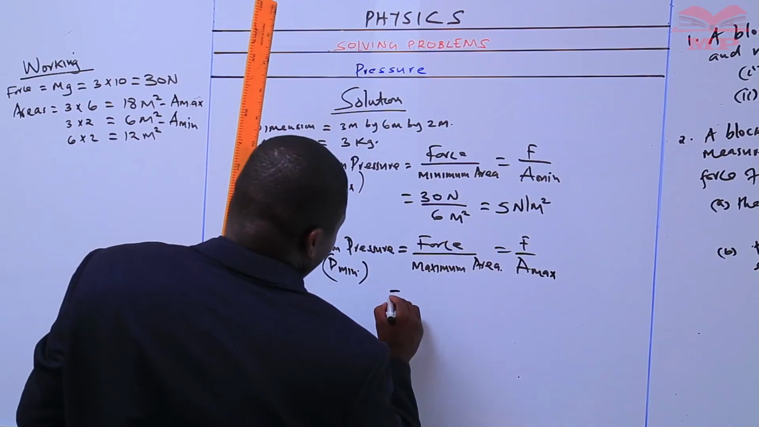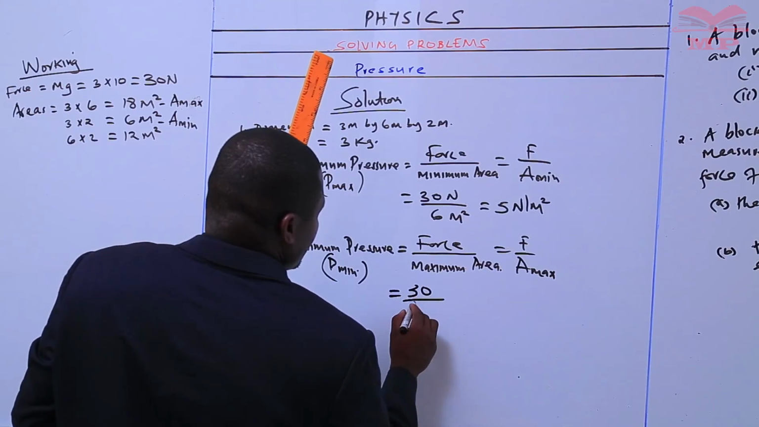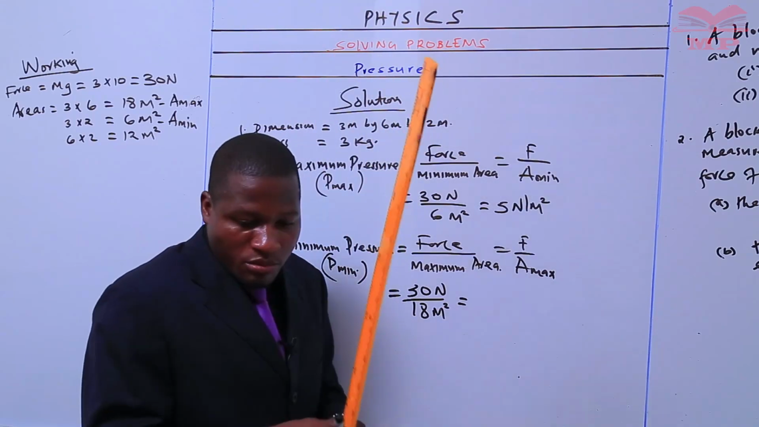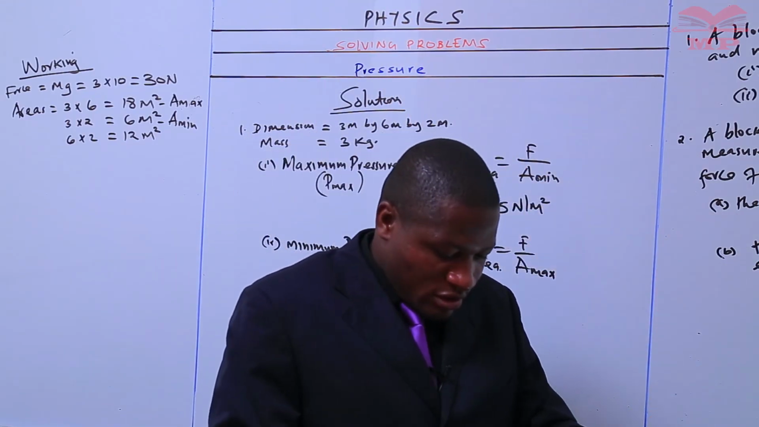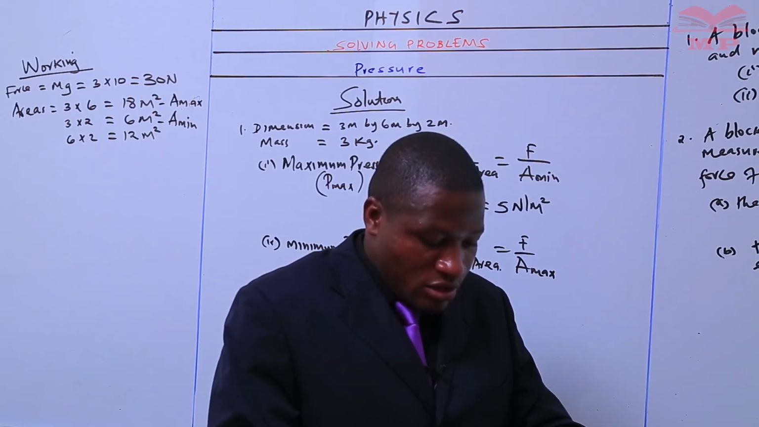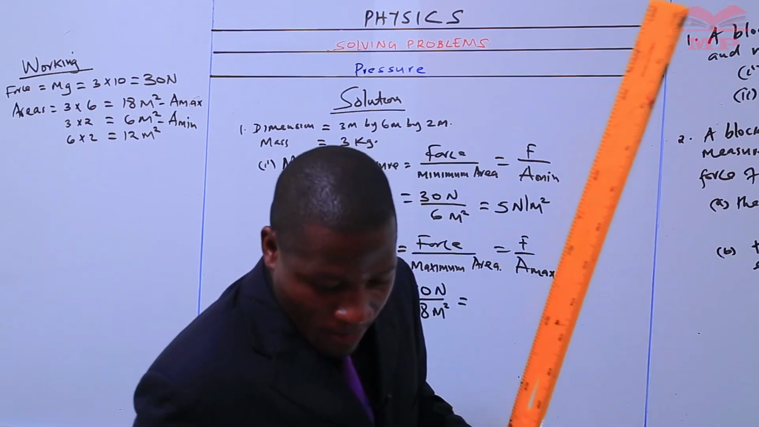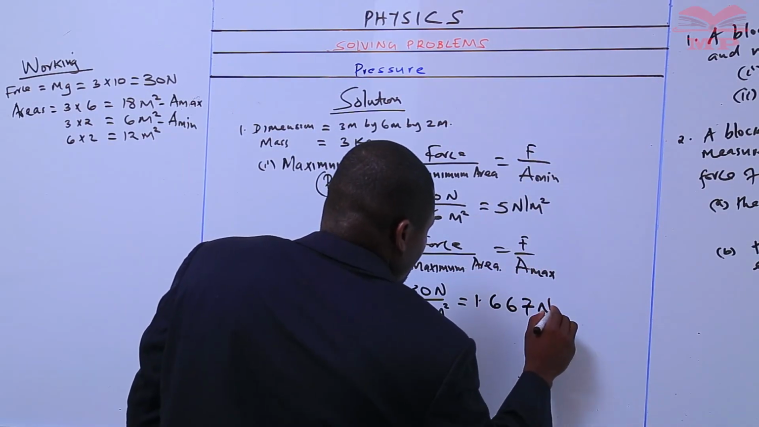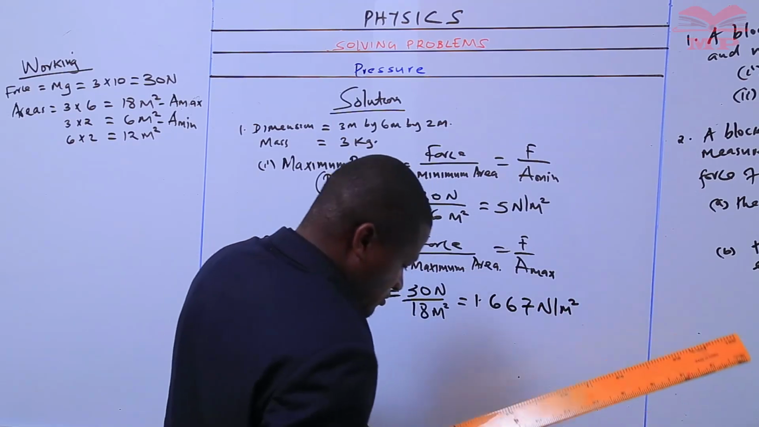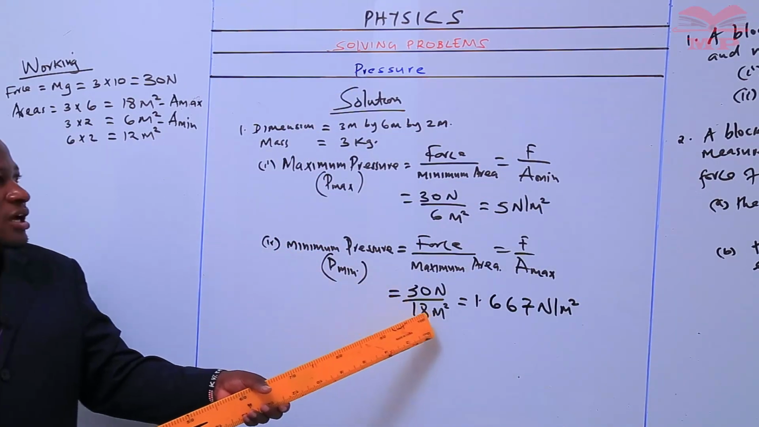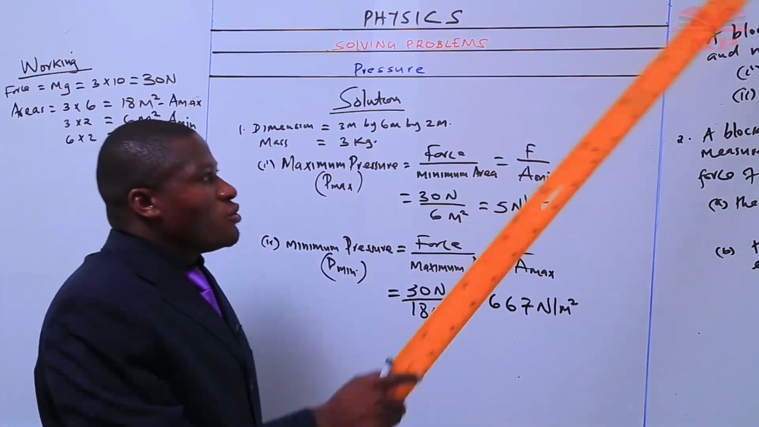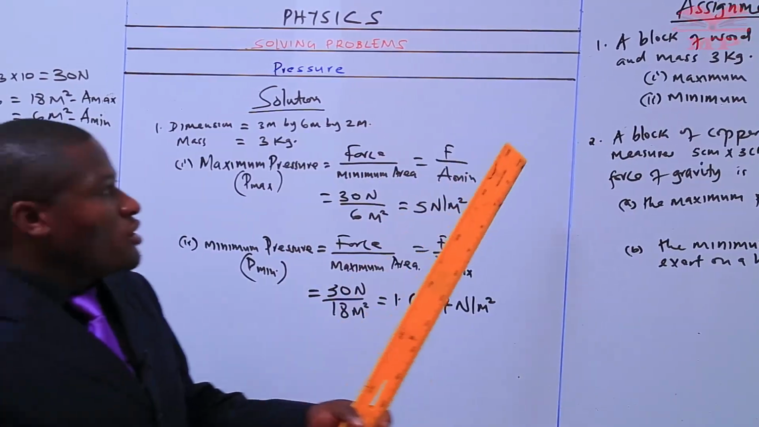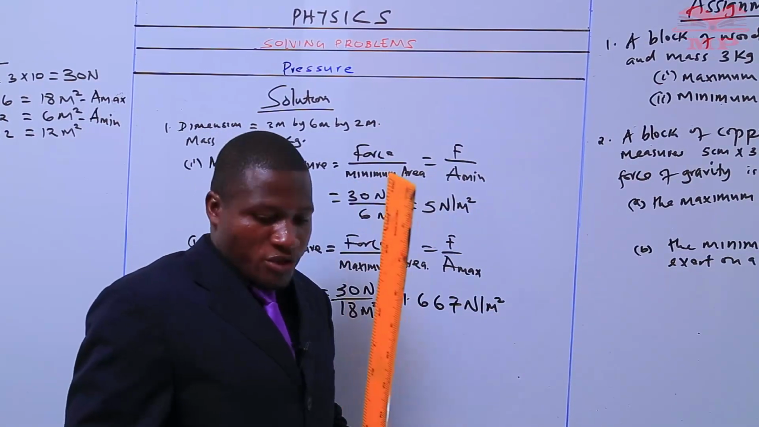So when we substitute it back, we have 30 divided by 18. This is newtons, this is meters squared. When I simplify, you can use your calculator. 30 divided by 18 is giving me 1.667 newtons per meter squared. This is the minimum pressure that can be exerted by that block of wood on a given surface. Now, this is the working for the first question. We are going to work out the second question now.